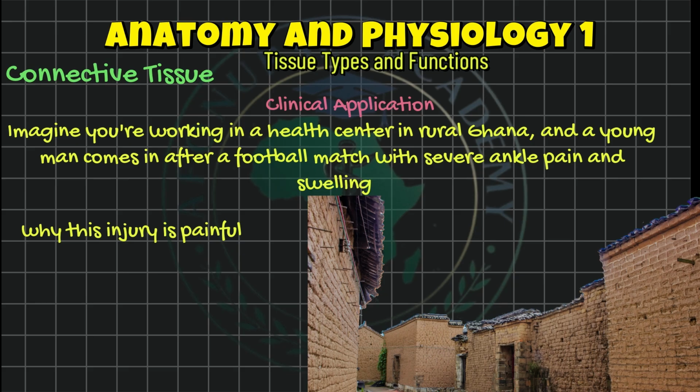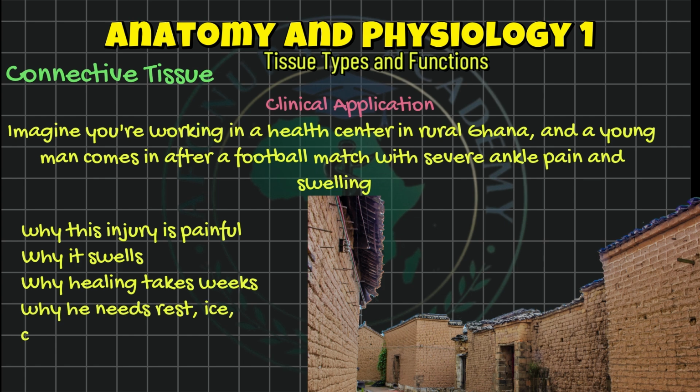Ligaments have nerve fibers. Why it swells. Blood vessels in the surrounding loose connective tissue leak fluid. Why healing takes weeks. Dense connective tissue has limited blood supply. And why he needs rest, ice, compression, and elevation to reduce inflammation and support the healing of damaged connective tissue.